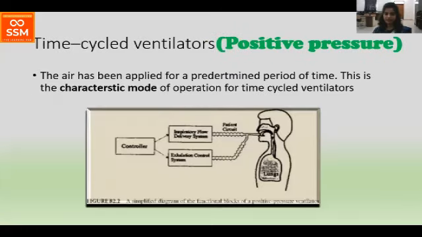The final one is the time cycled ventilators under the positive pressure ventilator. When the air has been applied for a predetermined period of time, this is said to be the characteristic mode of operation for time cycled ventilators. This mode will be activated only for the predetermined period of time. The figure shows the simplified diagram of functional blocks of a positive pressure ventilator. Here the controller is used to switch between inspiration and expiration to the patient circuit.